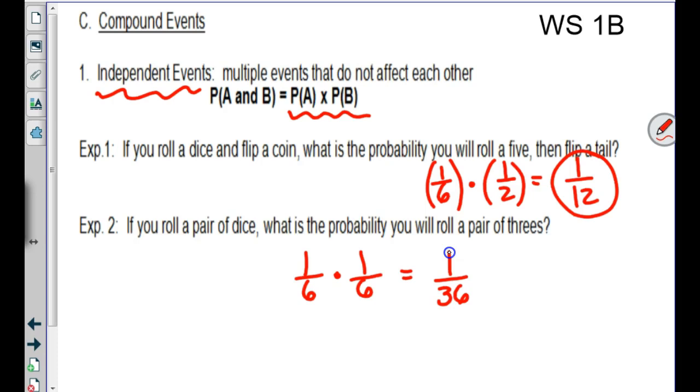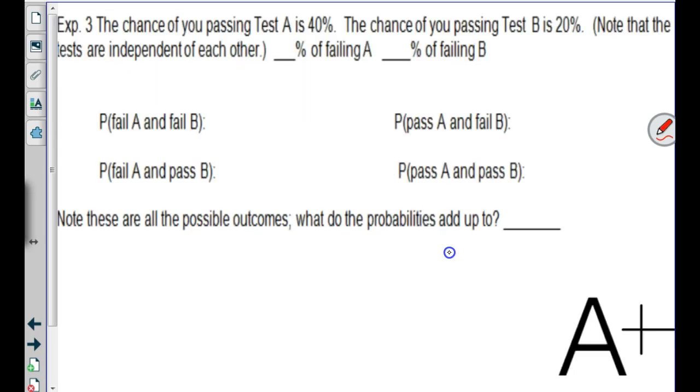If we listed all the ways 2 dice could land, we could get a 1 and a 1, a 1 and a 2, a 1 and a 3, a 1 and a 4, a 1 and a 5, and so on. There's 36 different ways, and a 3 and a 3 would only be one of those 36. All right.